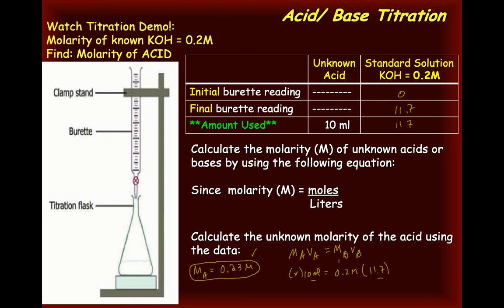Again, this is a strong acid, strong base titration. If you used weak acids or weak bases, the calculation would be much more complicated than this. So we're going to stick to just a strong acid, strong base calculation. But this is very simple. Using this allows us to really experimentally determine any amount of acid or base.